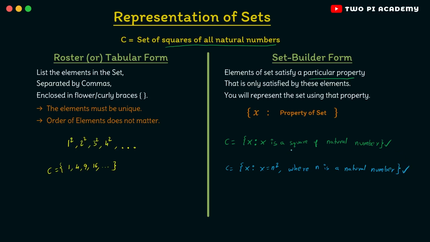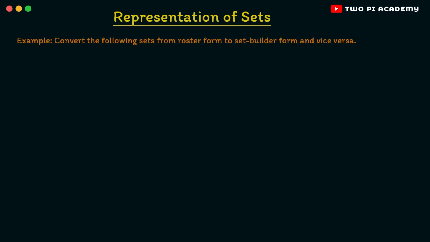In the first case, you said that it is a square of natural number, but here we said x is a square of some number n, where n is a natural number. As you can see, both of these will represent the same set, right? Now let us see an example problem based on this. Convert the following sets from roster form to set builder form and vice versa.